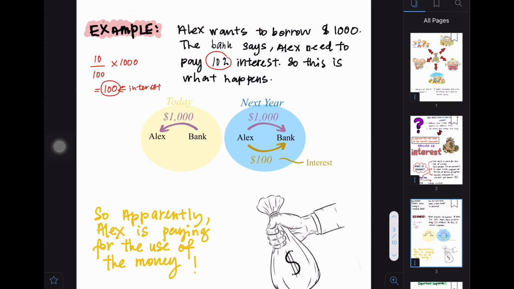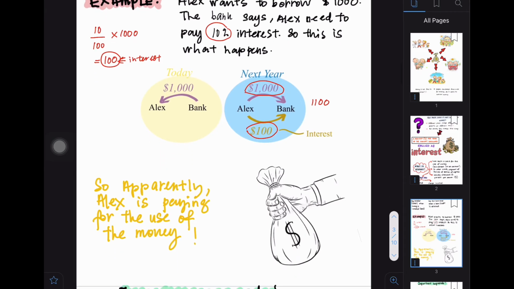So what will happen next year is Alex will pay back to the bank the amount he borrowed together with the amount of the interest. So the total that Alex needs to pay to the bank is 1,100 ringgit Malaysia. Okay, so this is how interest happens. Apparently you can see that Alex is actually paying for the use of money.